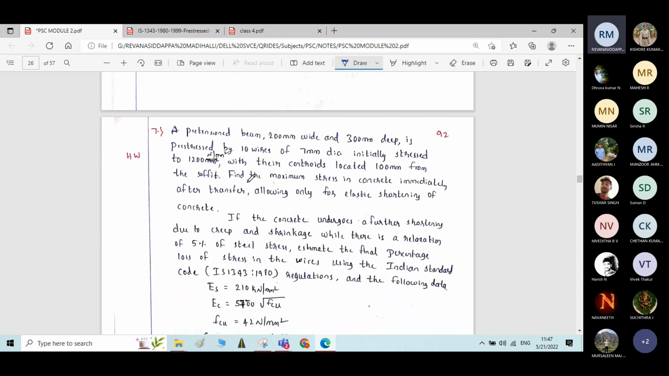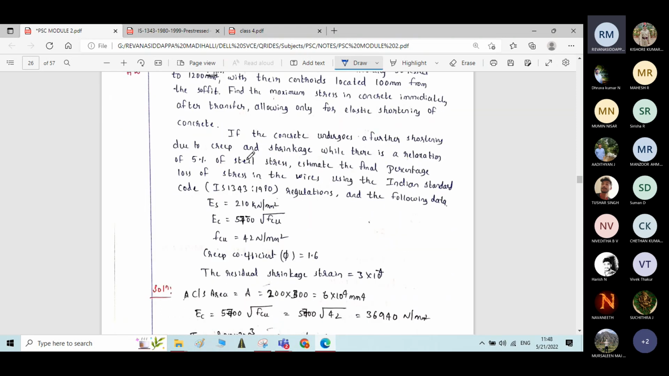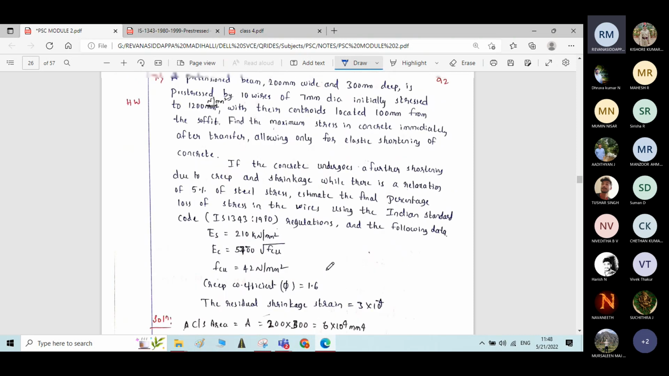Okay, find the maximum stress in concrete immediately after transfer, allowing only for elastic shortening of concrete. If the concrete undergoes a further shortening due to creep and shrinkage, while there is relaxation of 5% of stress in steel, estimate the final percentage of loss of stress in the wires using IS code. Okay, and all the data required is given here.